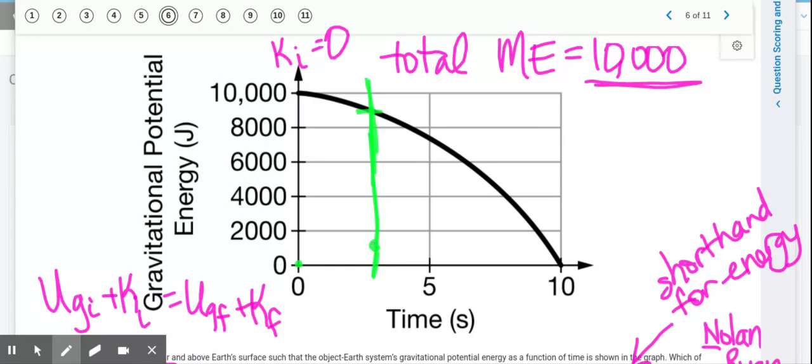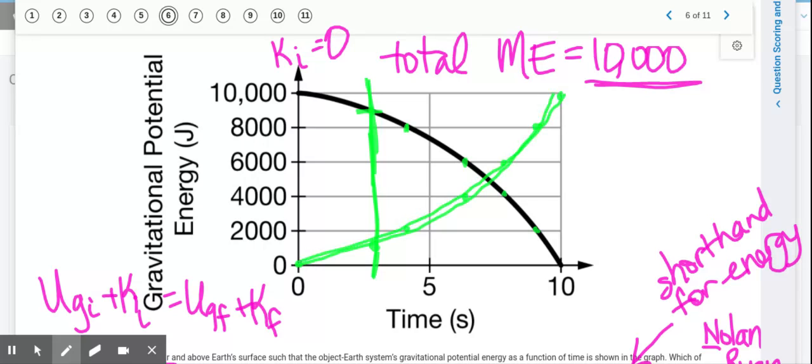Okay, here, how about this? There's going to be 2,000. Where there's 6,000, this will be 4,000. Here, there's 2,000, so that'll be 8,000. Down there, there's 0, so this will be 10,000. I'm just going to connect all these green dots. This is a curve, and it looks like that.